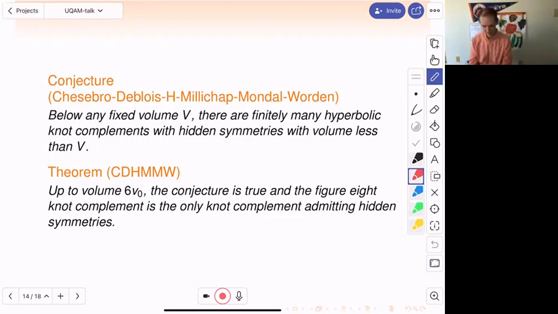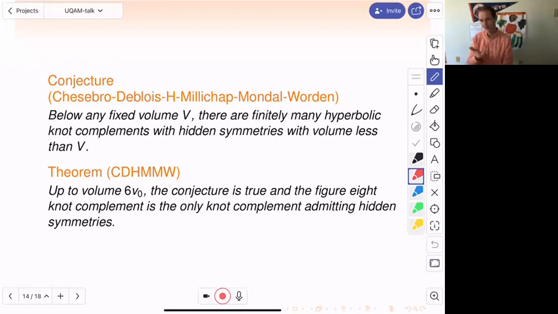What we said is, if we fix a volume, how many knot complements admitting hidden symmetries could be below that certain volume? Our conjecture is that there should only be finitely many. And one of the things that we were able to establish is that we can push that volume away from 0, or the minimum volume for cusped hyperbolic 3-manifolds. We can push that to cover some non-trivial sets of manifolds.